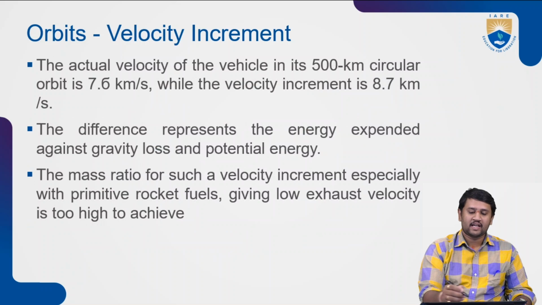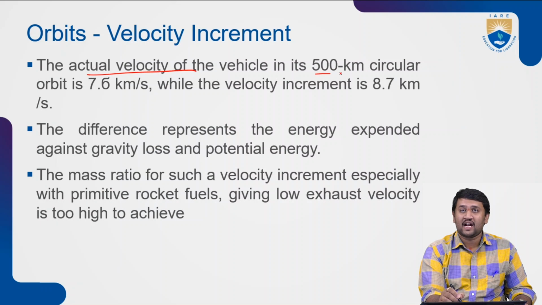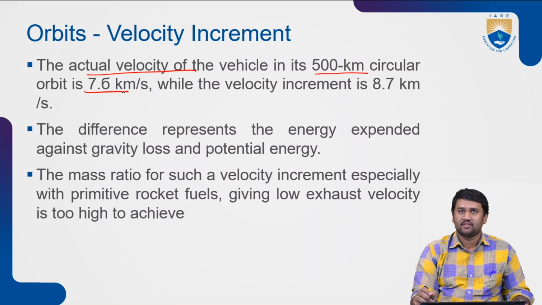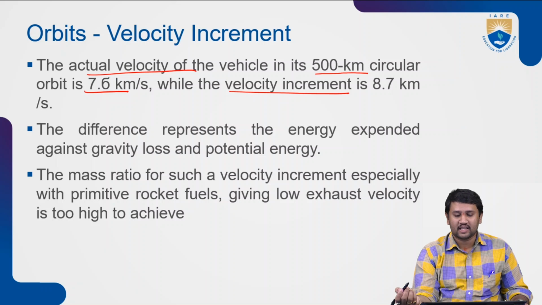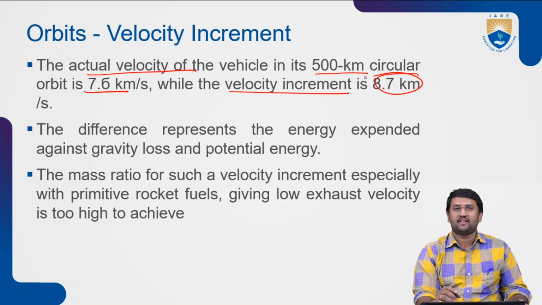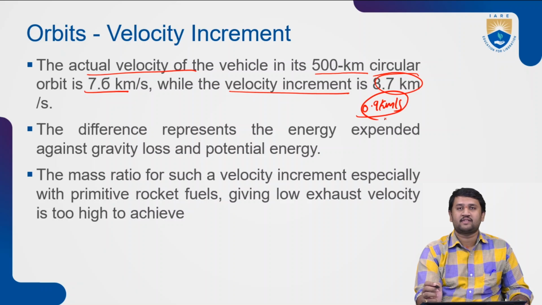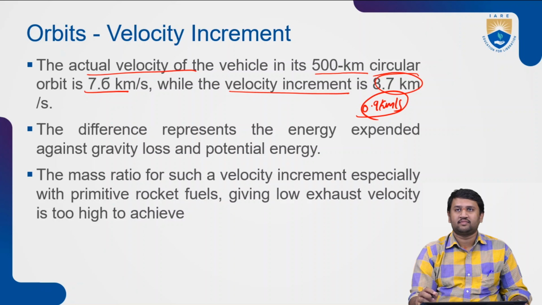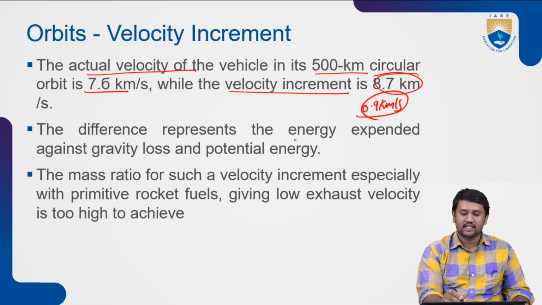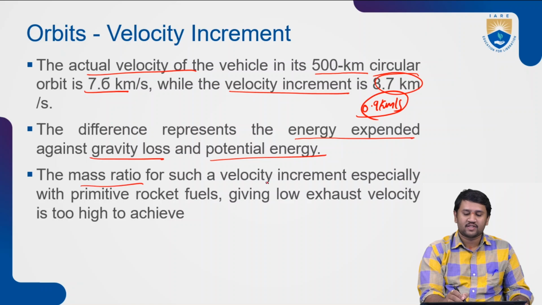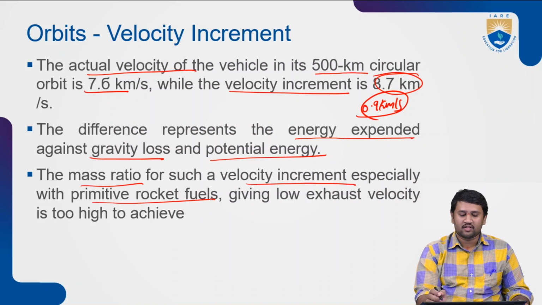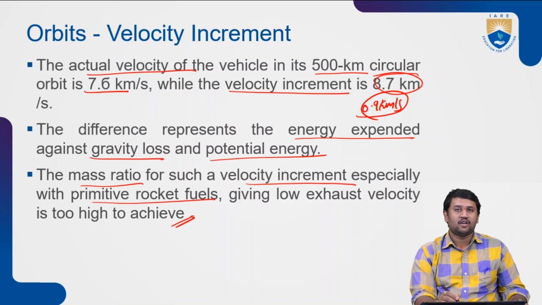Now, in our case, the actual velocity of the vehicle in its 500 km circular orbit is 7.6 km/s, while the velocity increment, considering the gravitational loss, atmospheric drag and all, would be 8.7. It will be around a 0.9 km per second difference. The difference is the energy expended against the gravity loss as well as the potential energy due to the height. And the mass ratio for such velocity increments, especially with primitive rocket fuels giving low exhaust velocity, is too high to achieve.